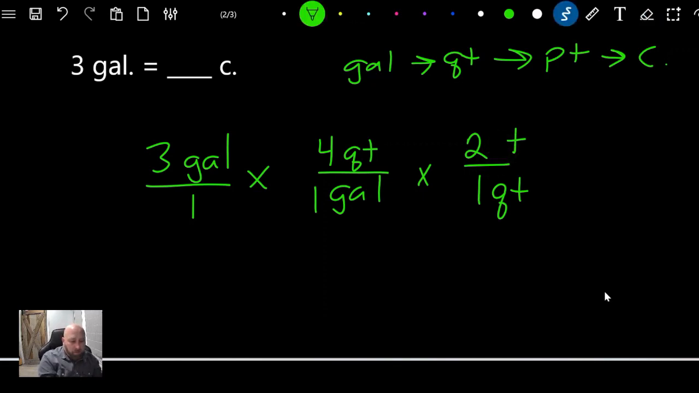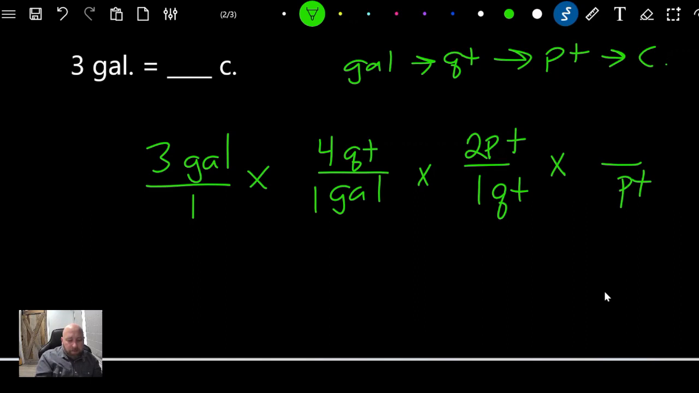I'm not sure why I put a Q right there. Sorry about that. And so that's pints. I think I said pints and then wrote a Q. But anyways, the next one that we do, we have to cancel the pints because pints are not in the answer. So we have to have pints as our denominator here.